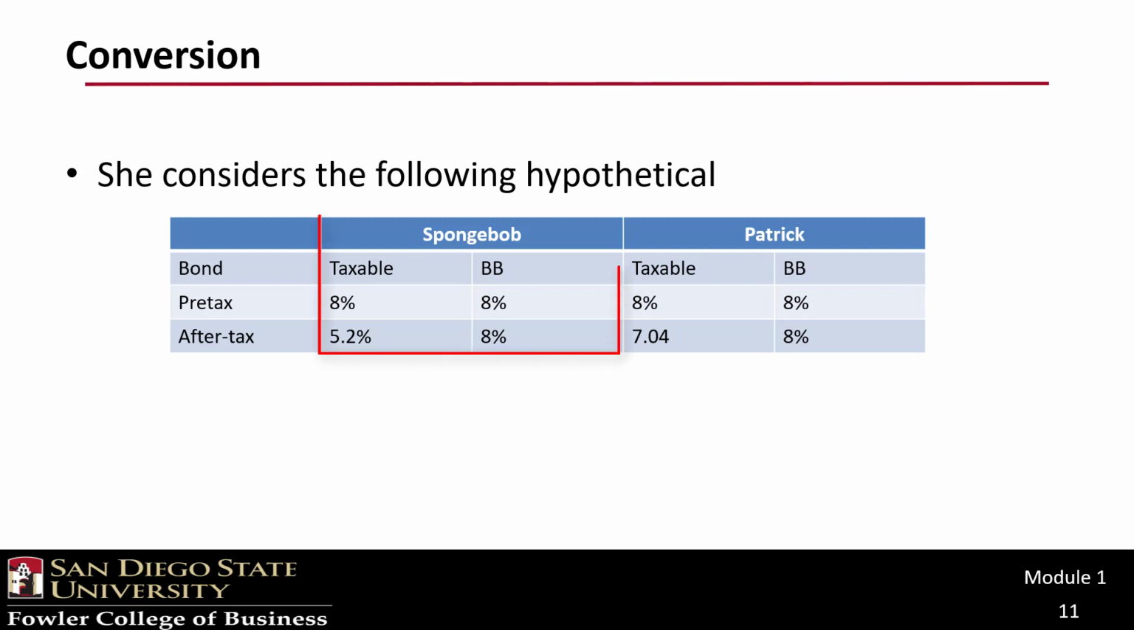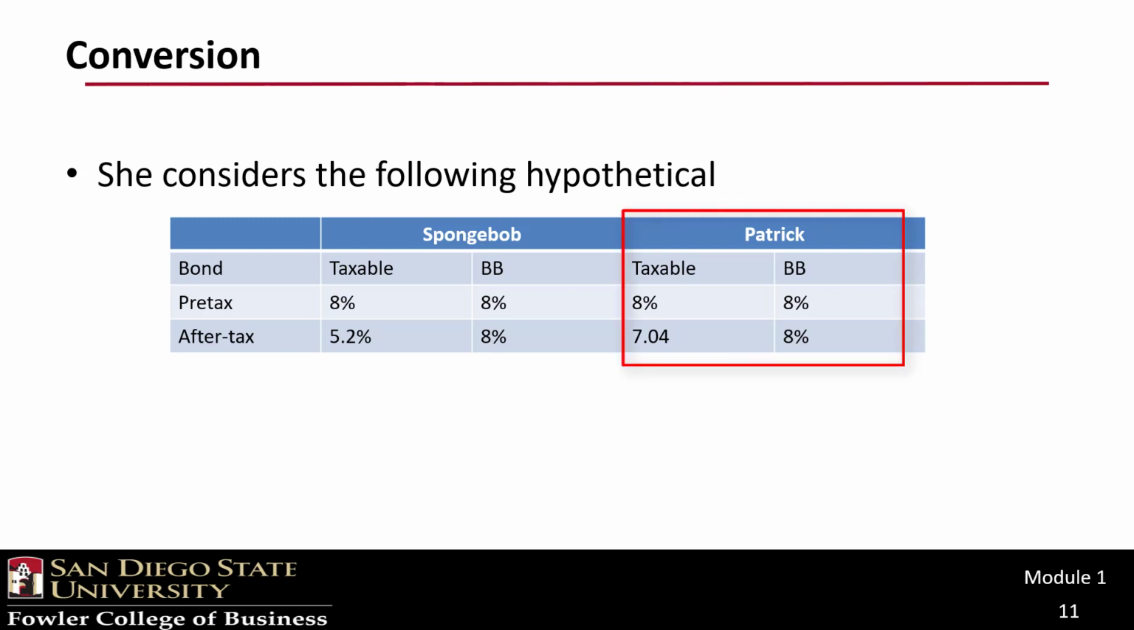So if SpongeBob were to invest in the taxable bond versus the Bikini Bottom bond, he would have a huge difference in his after-tax returns as a result of choosing Bikini Bottom. Clearly more advantageous because, of course, there's no tax. Patrick looks at the same situation and, well, there's some advantage, right? The taxable bond at a 12% rate only pays 7%, but still, he'd prefer the 8% rate on the Bikini Bottom bonds. All the same.